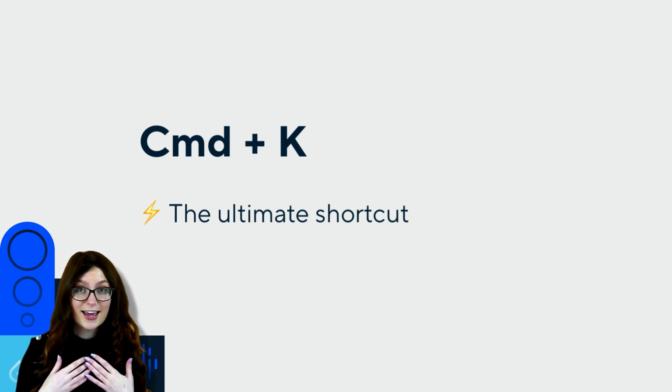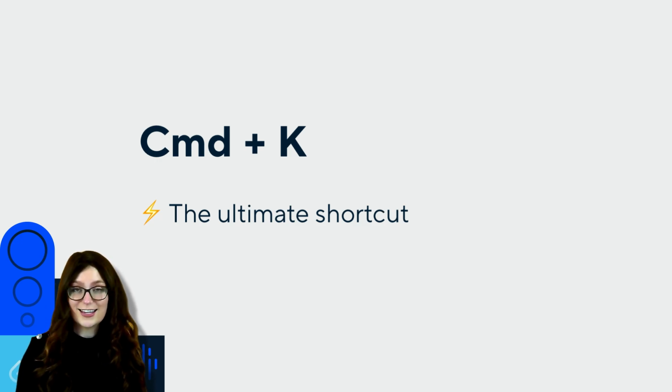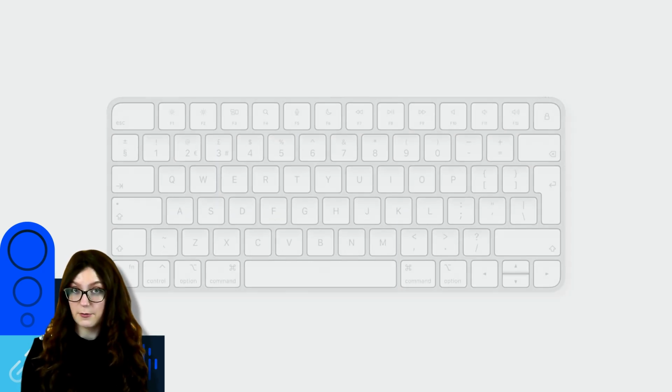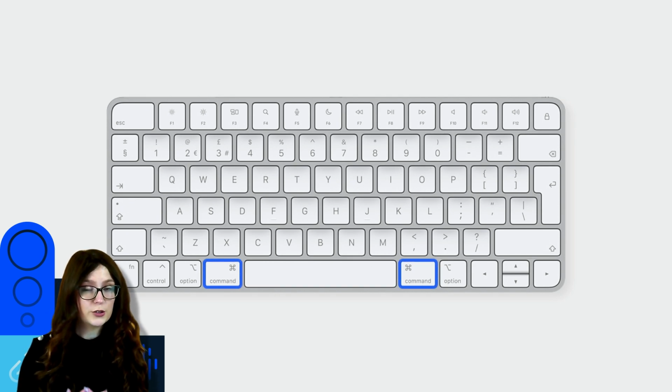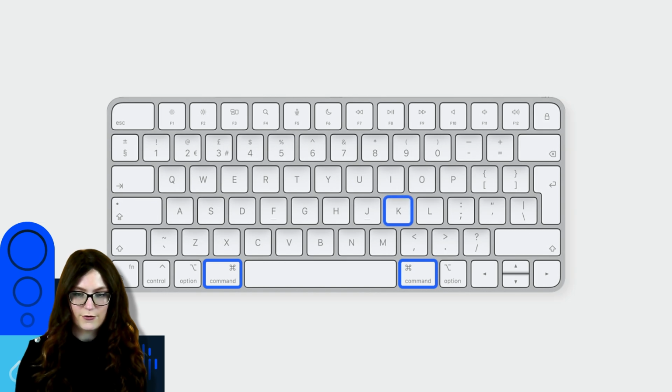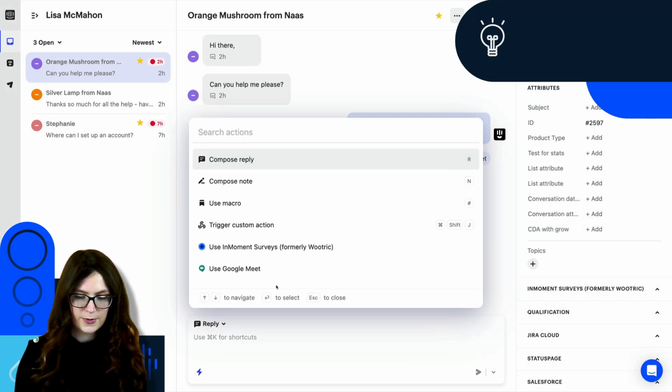Basically Command K allows you to perform inbox actions and compose your replies within your inbox without actually having to use your mouse. First things first, where is Command K? So here we have your basic Mac keyboard. You'll see two command keys on either side of the spacebar. For Microsoft, it'll be two control keys. And then we also have to just press K. So when you press Command K, our little menu pops up here.